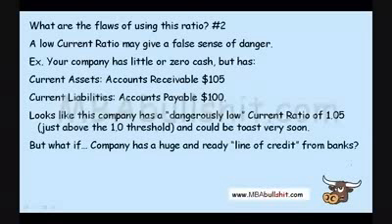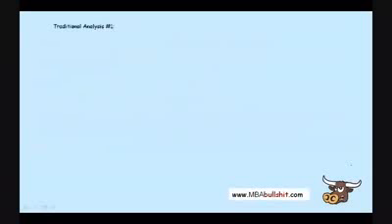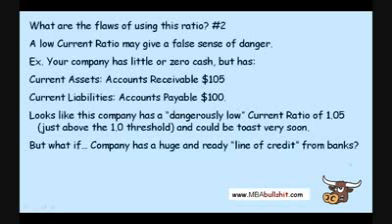But what if your company has a huge and ready line of credit from banks, meaning that your company has a contract arrangement with banks that anytime you need a big amount of cash, the bank will automatically lend it to you in case you need it. So in this case, you will not necessarily be toast because you can always borrow the cash to pay for current liabilities. Okay? So that's what it means.